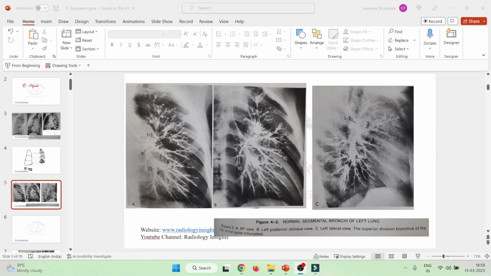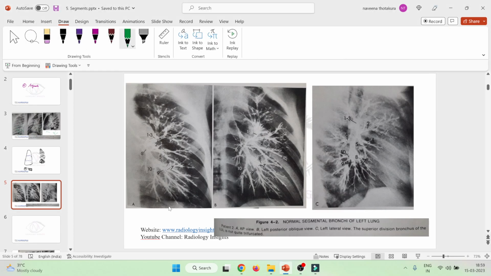Hello friends, let us now learn some important points about the left lung segmental anatomy. So this is the picture showing the segmental anatomy of the left lung. These two views, this is the AP view, this is the left posterior oblique view, and this is the left lateral view showing the segmental bronchi of the left lung.